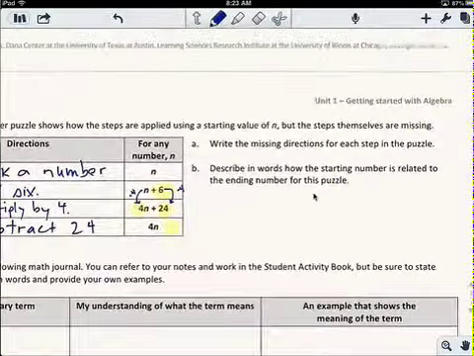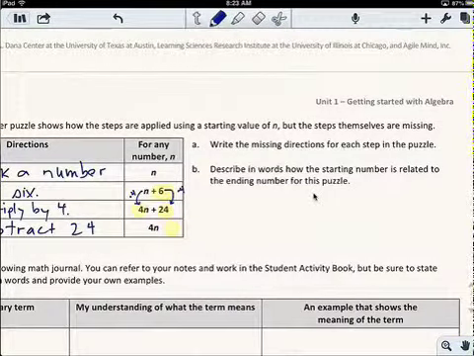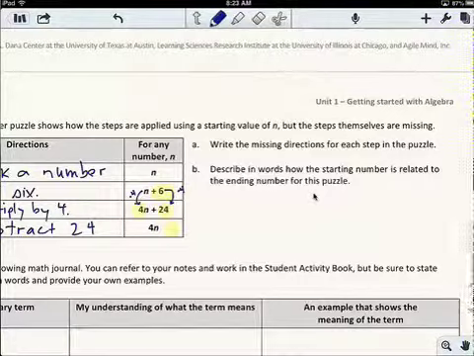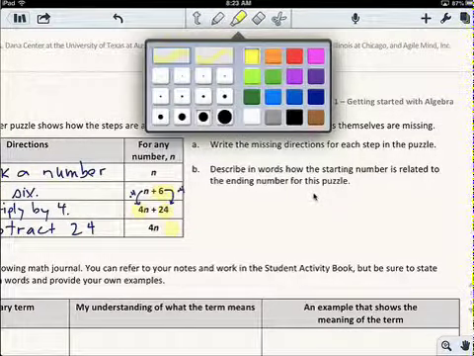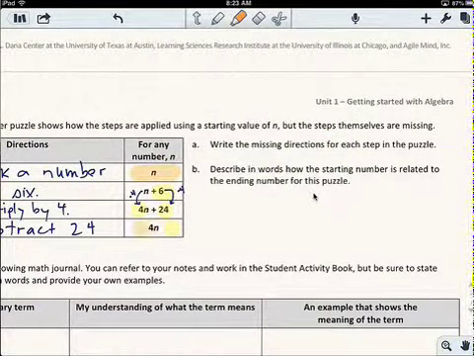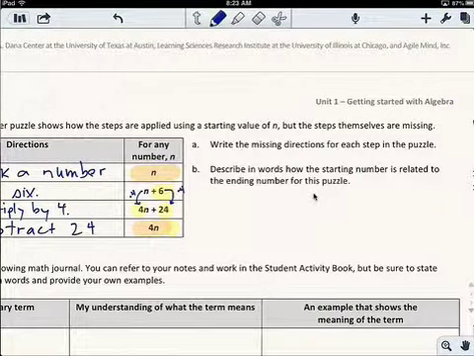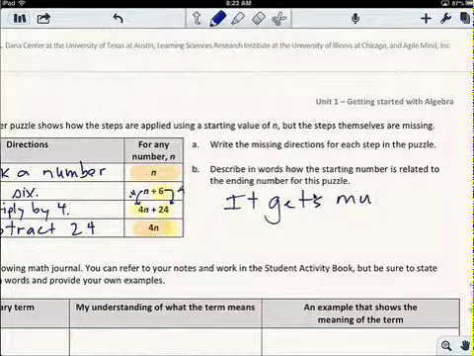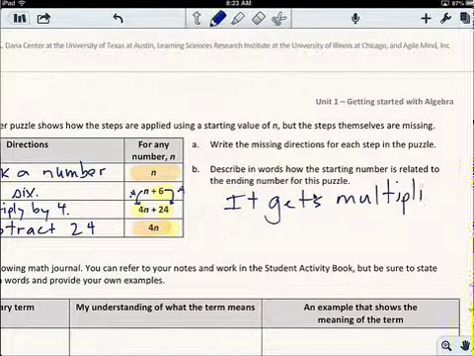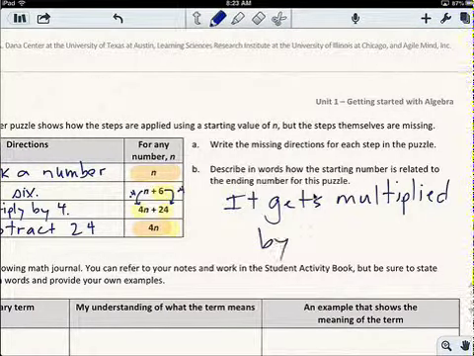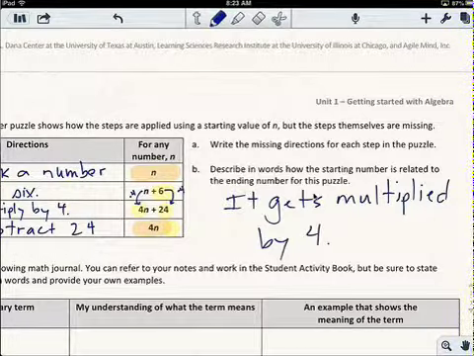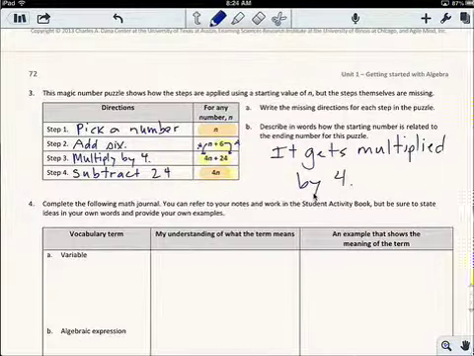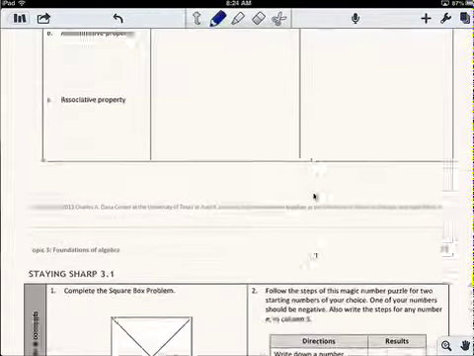All right, let's see what B asks us to do. Describe in words how the starting number is related to the ending number for this puzzle. Well, if you just look at the starting and the ending number, I'm going to highlight in orange, n to 4n, it gets multiplied by 4. That's all that happened. N to 4n is just multiplying by 4, with a couple of extra steps in the middle that don't actually help anything.